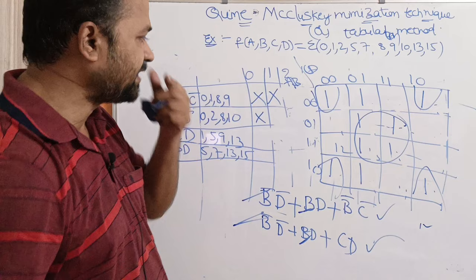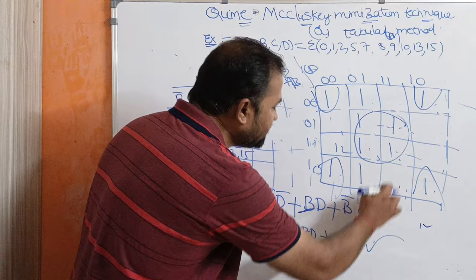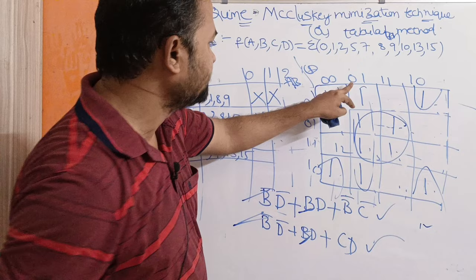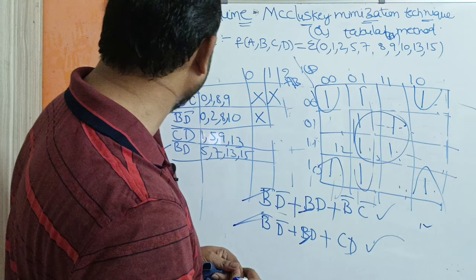Next, in order to cover this one, we can make these four cells as one group. If we make these four cells as one group, then the term is C bar D, 0, 1. So 0, 1 means C bar D. Here we have not CD. So here we have C bar D. So we will get this solution.